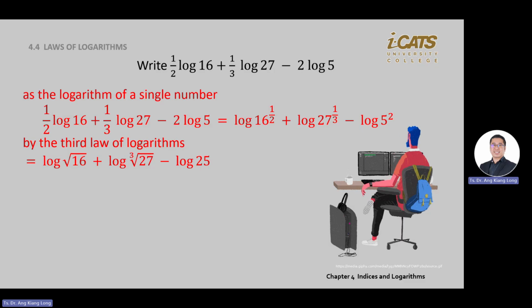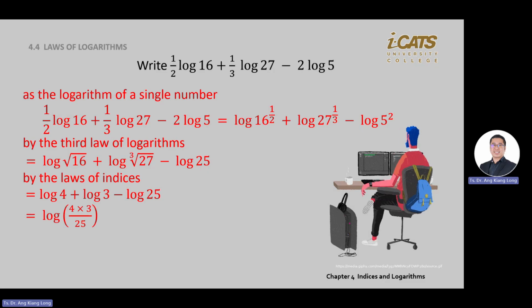Log 25, you continue, right? So here you continue: plus log is multiply, minus is divide. So this is divide, so you use the first and second log. Of course, this one in the test, you don't need to write which law you used, you just need to simplify and work accordingly.